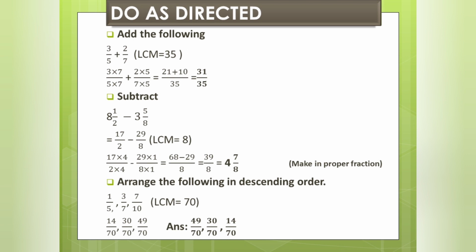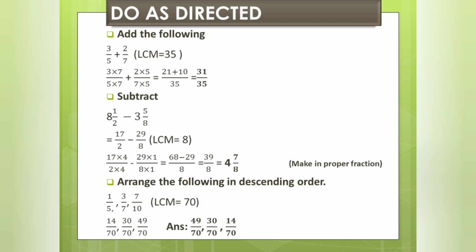How many 10s are 70? 10 7s are 70. So the numerator also will be multiplied by 7. So we'll get the answer: 7 7s are 49. So here just see that all the denominators are the same, all are having 70 as the denominator.